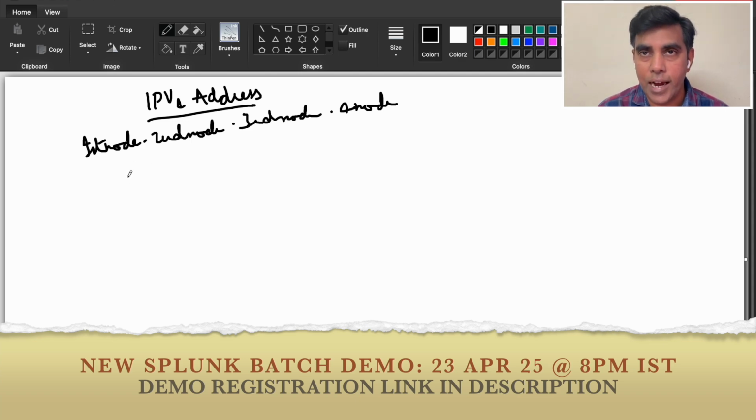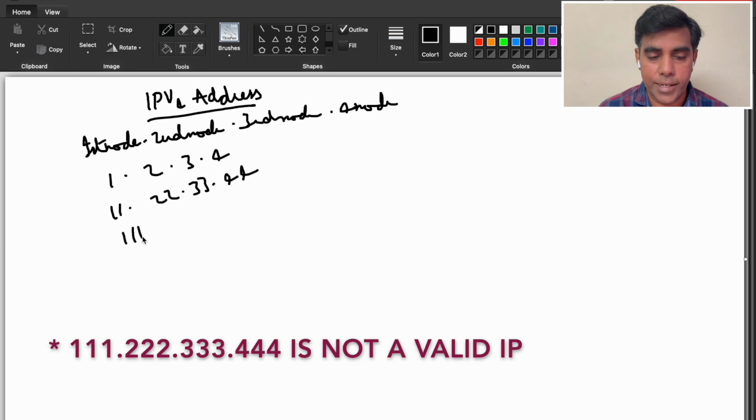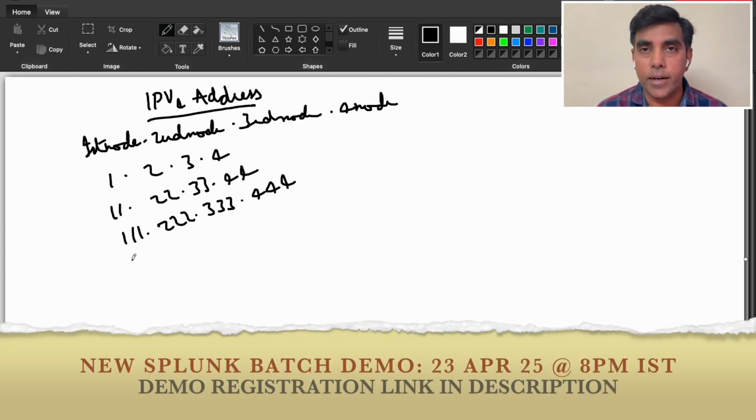We'll have 4 nodes and each node will have a maximum of 3 digits. That means it may have even 1 digit or 2 digits or a maximum of 3 digits. So even this is a valid IP address, or even this is a valid IP address, or even an IP address like this is also a valid IPv4 address, right? But again, each node has a maximum value of 255. It can only take numbers up to 255.